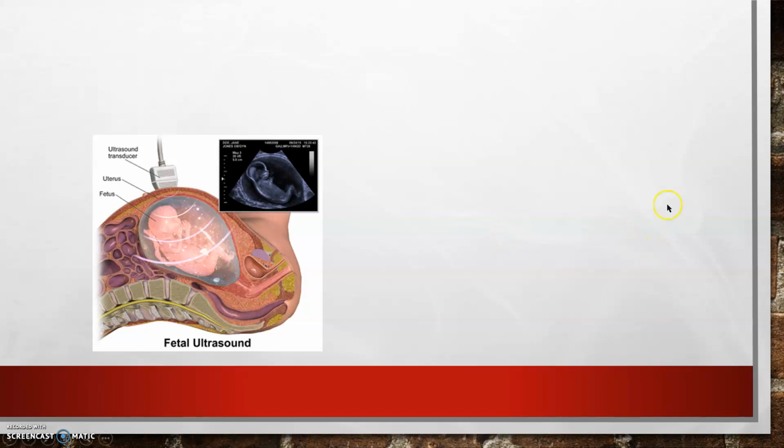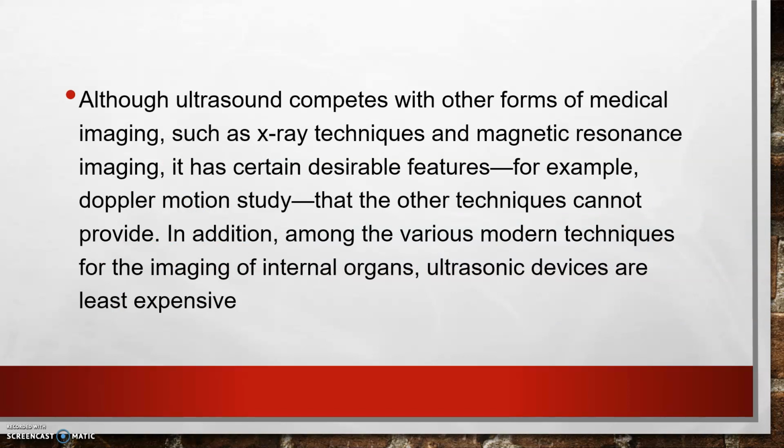So ultrasonography helps in finding this type of things. Now, although ultrasound competes with other forms of medical imaging such as X-ray techniques and magnetic resonance imaging, it has certain desirable features. For example, Doppler motion study that the other techniques cannot provide. In addition, among the various modern techniques for the imaging of internal organs, ultrasonic devices are least expensive.